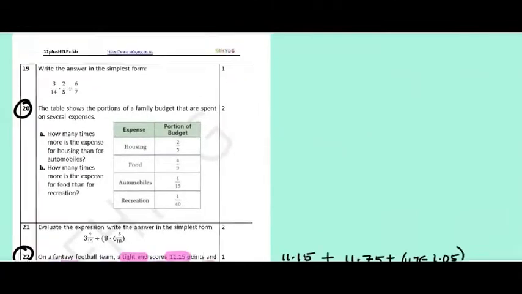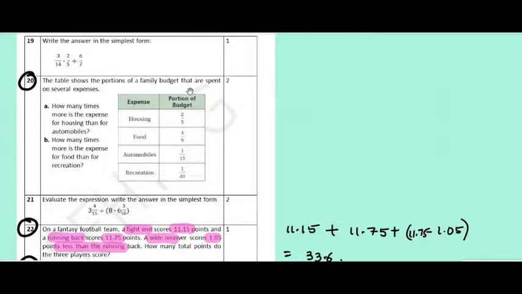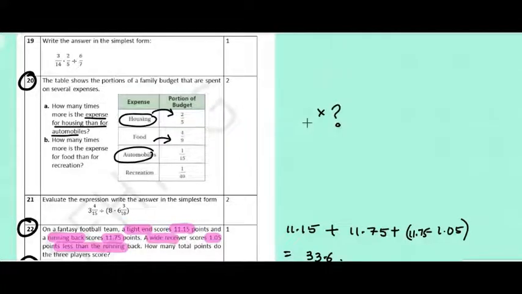Now moving on to number 20, the table shows the portions of a family budget that are spent on several expenses. So housing expense 2/5 is spent, food is 4/9 in this way. How many times more is the expense for housing than for automobile? So we are comparing housing and automobile. How many times more is the expense for housing than the expense for automobile?